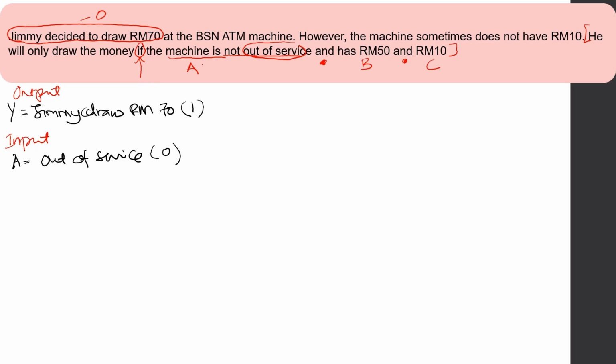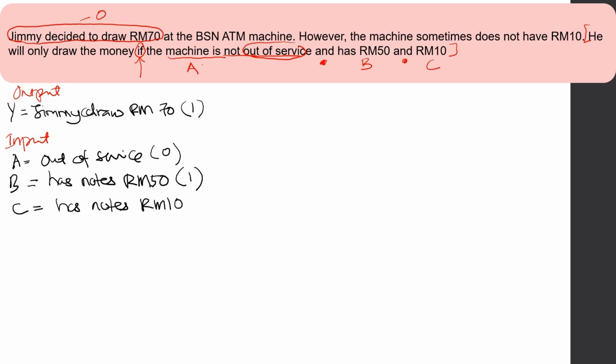Okay. Now B has 50 ringgit, successful, 1. C has RM10, successful, 1. Now let's move on to what we want to find here.